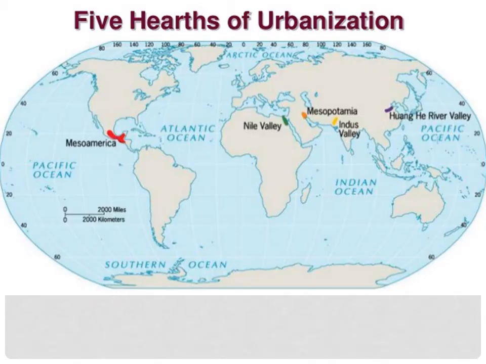Let's take a look. So we have our visual. These are the 5 hearths of urbanization. Okay, we said Mesopotamia, Indus River Valley, Nile River Valley, the Yellow and Yangtze River Valleys, and Mesoamerica. So my question, what else started here?